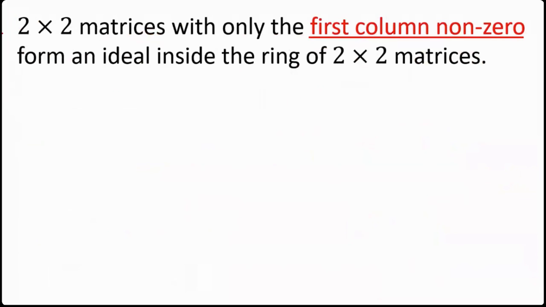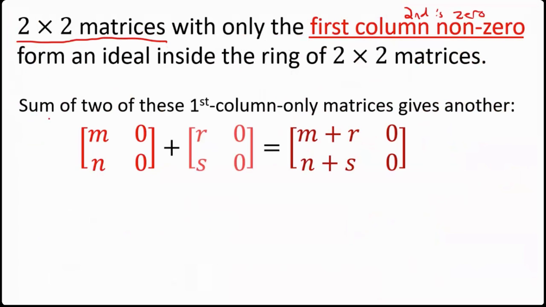Anyway, okay. So here's a slightly more complicated ideal. If we have 2 by 2 matrices and the first column is non-zero, I should have said the second column is 0. Brain mistake there. But basically, a matrix that looks like this, summed with a matrix that looks like this, gives us another matrix that looks like this, where the second column is all 0. So the addition property works.